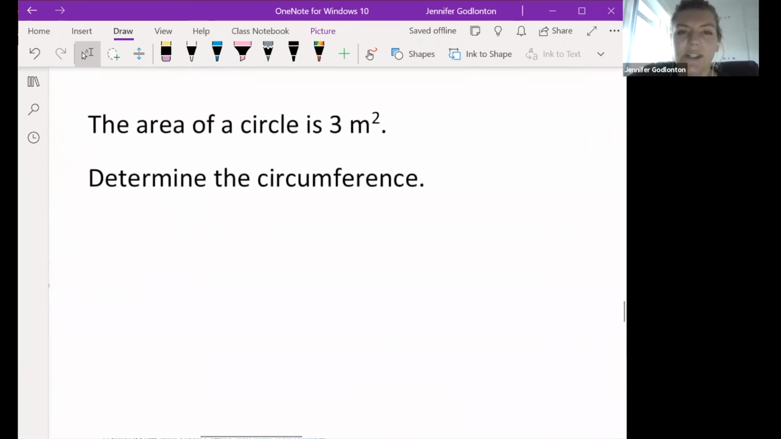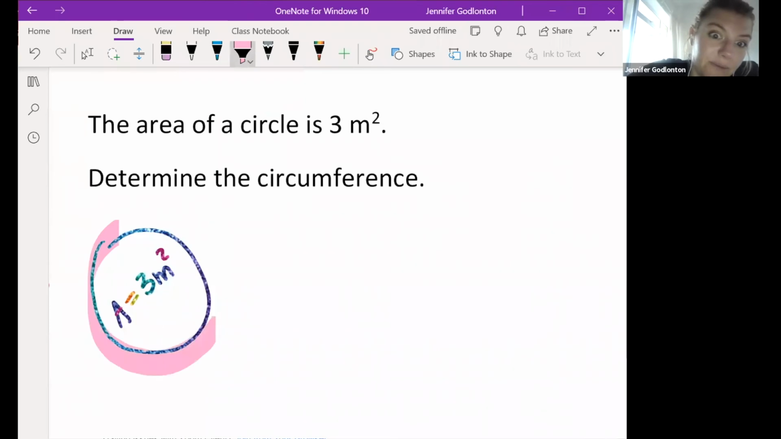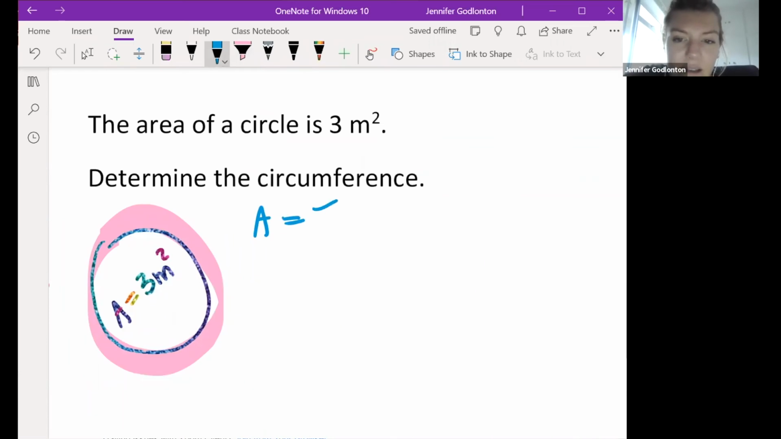Okay, so this question is saying that the area of a circle, so here's my circle, the area is equal to 3 meters squared. And they are wanting the circumference. Now, we know we can't just jump straight to the circumference because our formula for the area is this. But think very carefully. If you were able to know what the radius is, would you be able to find the circumference? That's my question to you.